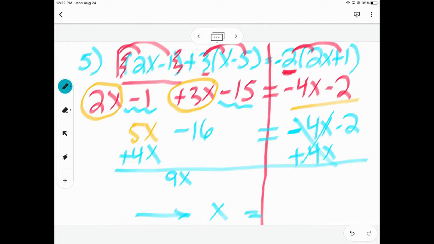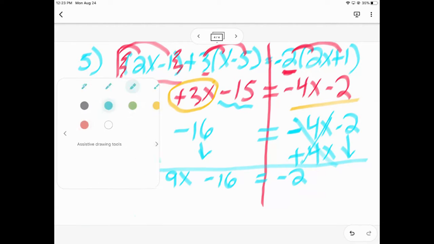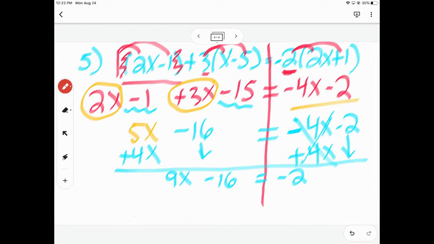Well, then I would bring down the negative 16. And then I also have to bring down the negative 2 on this side. So I'm getting closer. I'm going to erase this so I have more room. Almost there. Okay. Well, I know I need to get this term by itself. So you can almost cover that up with your fingers and look what's next to it, negative 16. So I need to move the negative 16 away from my 9x so that I can get x by itself.